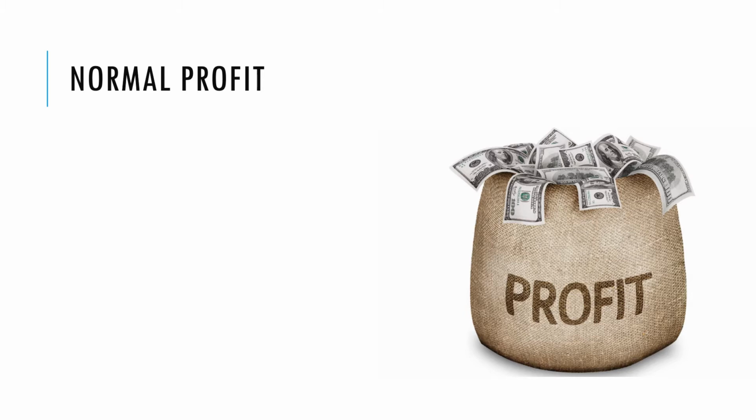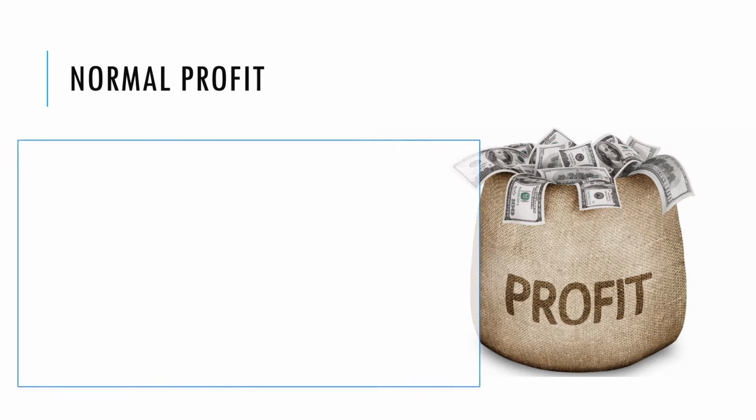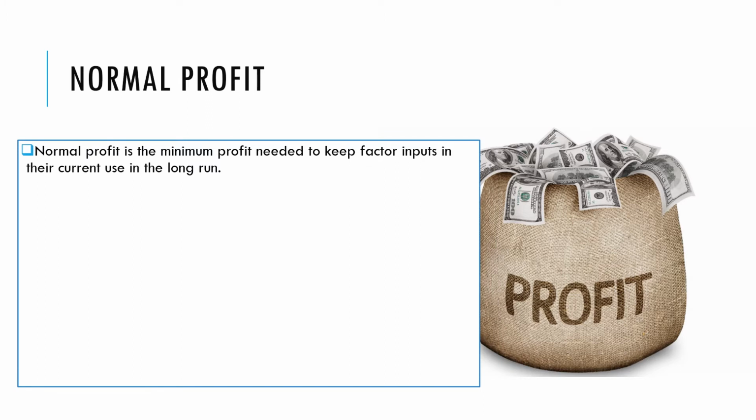So the profit is the difference between the revenue and the costs. It's also the difference between the price and the average cost if we're talking about per unit. Now we would say the business, the entrepreneur who runs the business, is making normal profit if the profit they're earning is enough for them to stay in that industry, i.e. it's enough for them to keep the money they've invested, to keep the workers in their current use in that business in the long run.